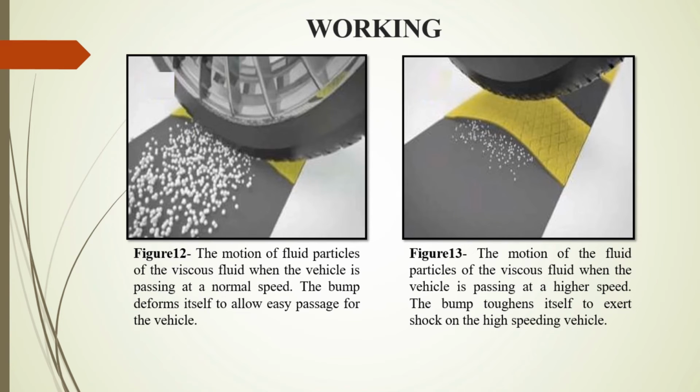Non-Newtonian fluid speed breaker is working. When we move at normal speed of the wheel, it behaves like a liquid. The bump deforms itself, allowing easy passage for the vehicle. When the vehicle moves at the higher speed, it behaves like a solid and bumps the vehicle for the breaker.